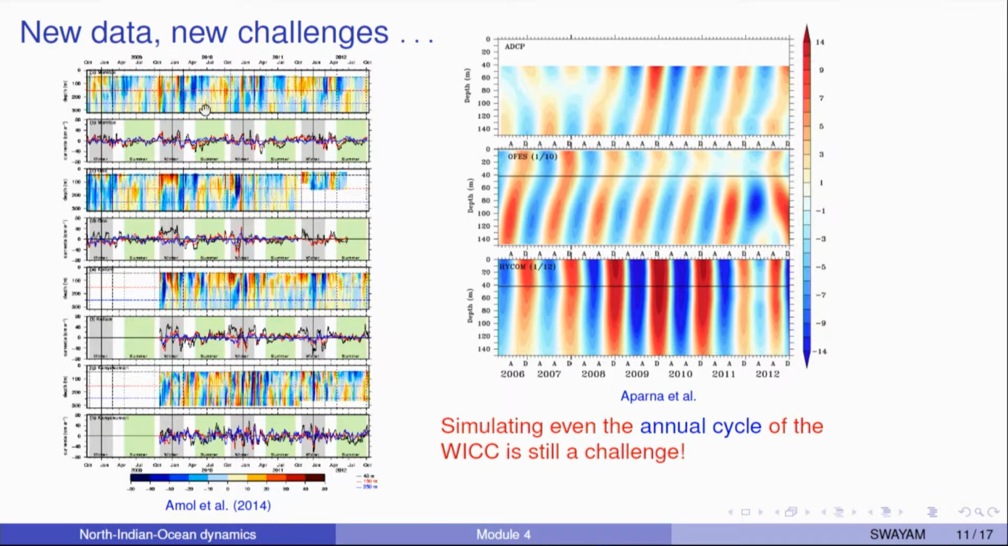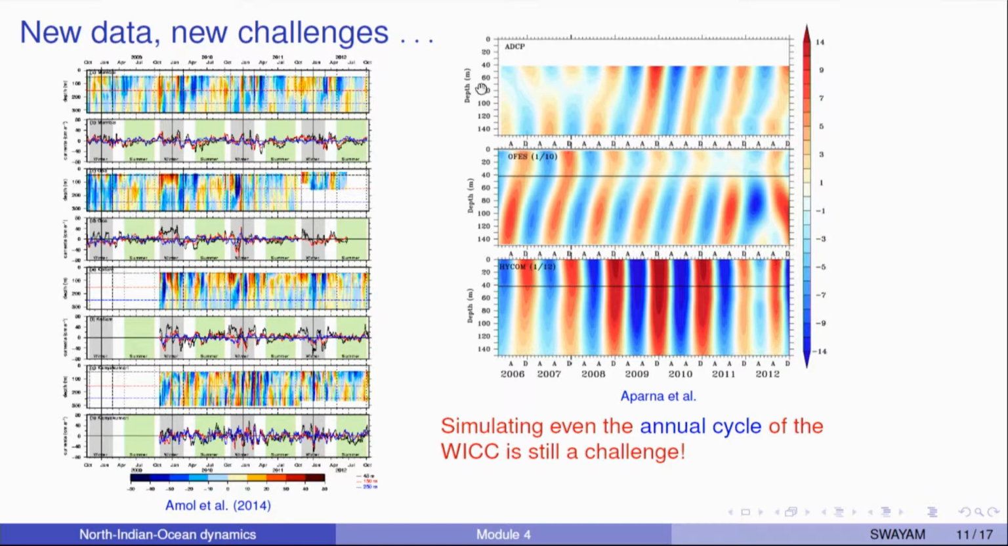These new data come with new challenges. This interseasonal variability is something we would like to be able to simulate, and models do have a problem there. But that's not all. If you look at just the annual cycle of the current off the west coast of India, you would assume that with the kind of powerful computers available today, it should be very easy to do that. But that's not true.